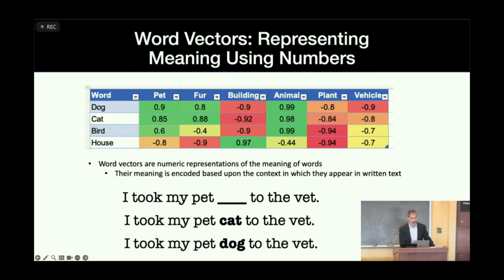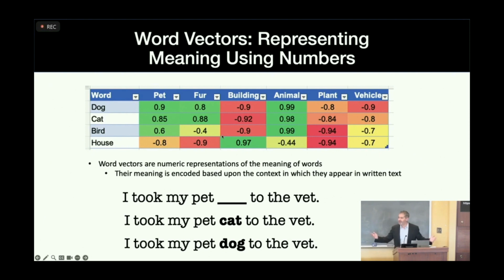So if you look at the dog here, all the numbers are from -1 to 1. So a dog scores a 0.9, it's really high. It's a pet, right? It's got fur, so it's 0.8. It's not a building, so it's -0.9. It is an animal, et cetera, et cetera. And then look at cat. A cat is also a pet. It's also got fur. It's also not a building. It's also an animal. A bird is a pet, but it doesn't have fur. It's got feathers. Okay, you get the point.